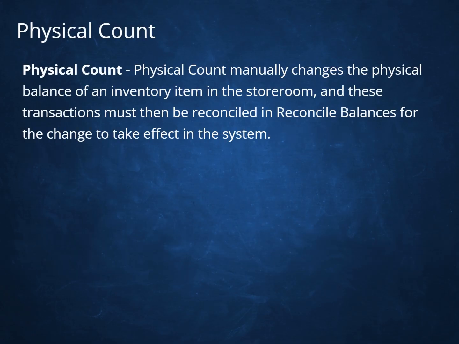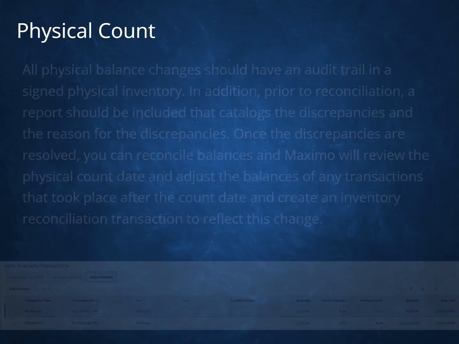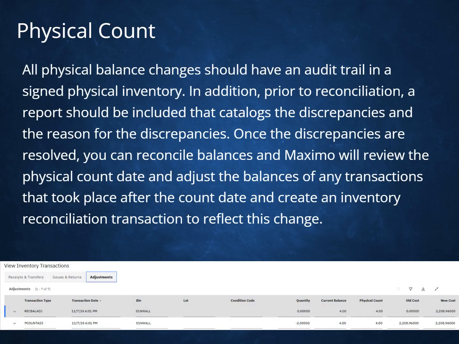Physical count. Physical count manually changes the physical balance of an inventory item in the storeroom, and these transactions must then be reconciled in Reconcile Balances for the change to take effect in the system. All physical balance changes should have an audit trail in a signed physical inventory. In addition, prior to reconciliation, a report should be included that catalogs the discrepancies and the reason for the discrepancies.